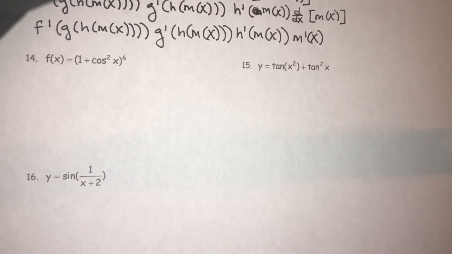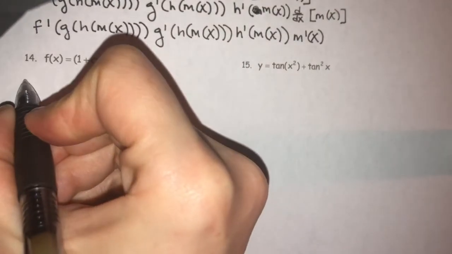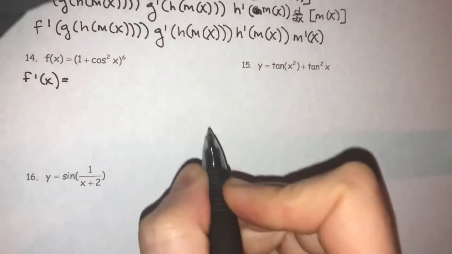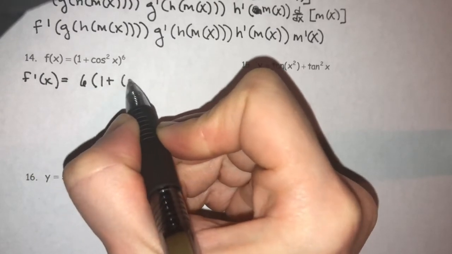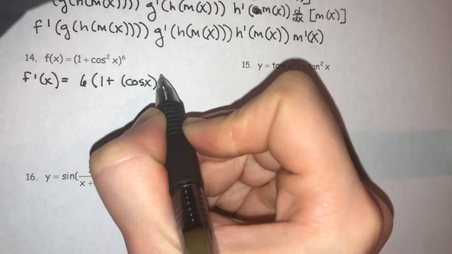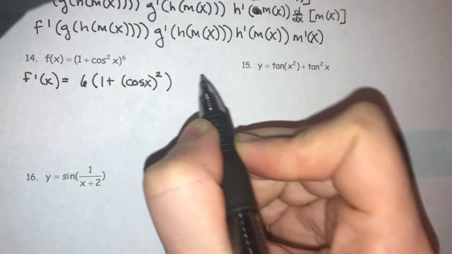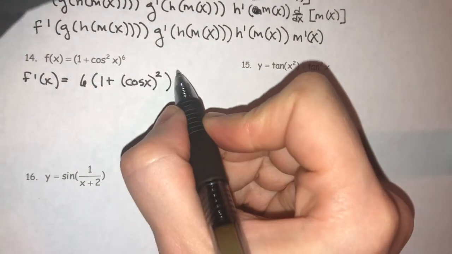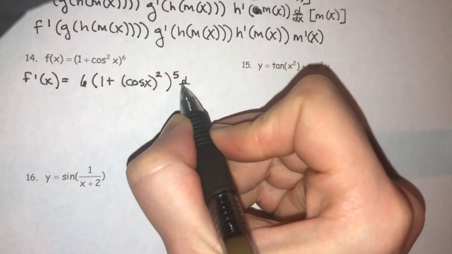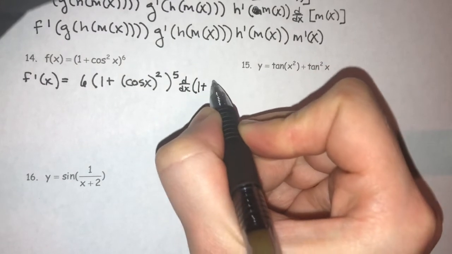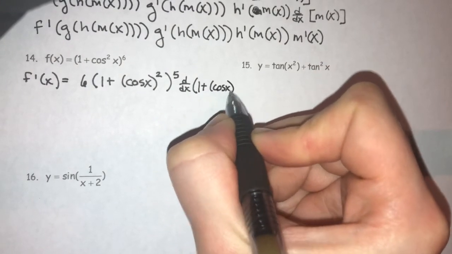Number 14. F of x is equal to the quantity 1 plus cosine squared of x raised to the 6th power. So f prime of x is equal to, we're going to bring the 6 down in front. Copy the inside function. Now, cosine squared of x, remember, means cosine of x quantity squared. And then we're going to subtract 1 from the power, so bring that down to a 5. And then we have to multiply times the derivative of the inside function 1 plus the cosine of x quantity squared.